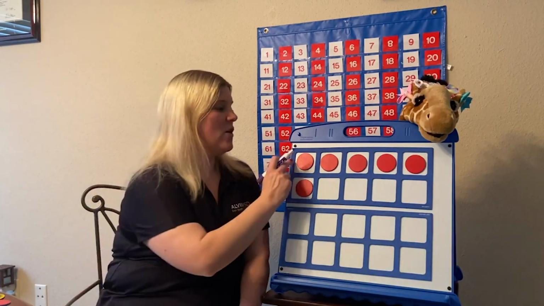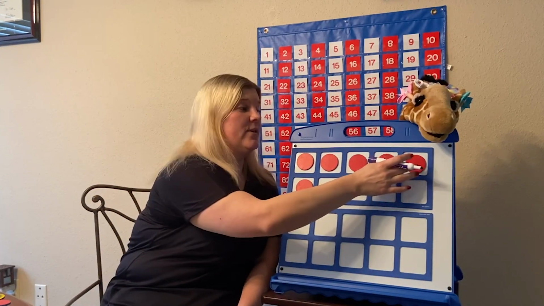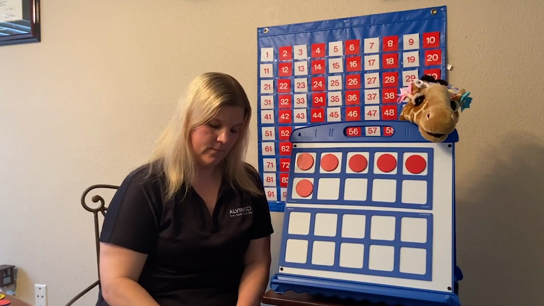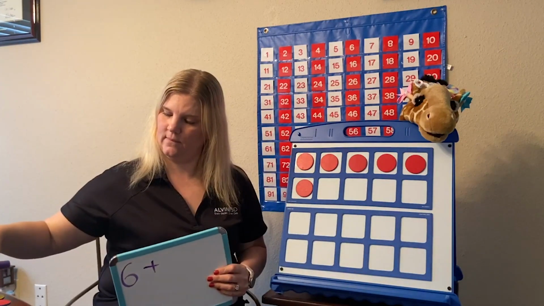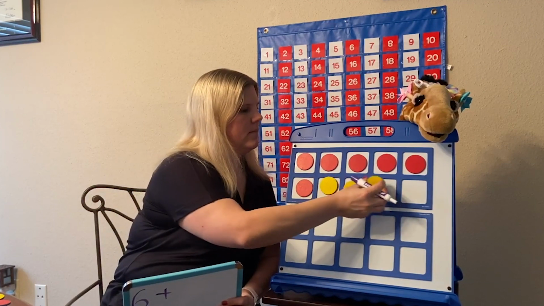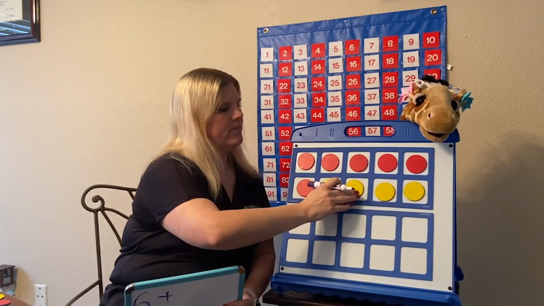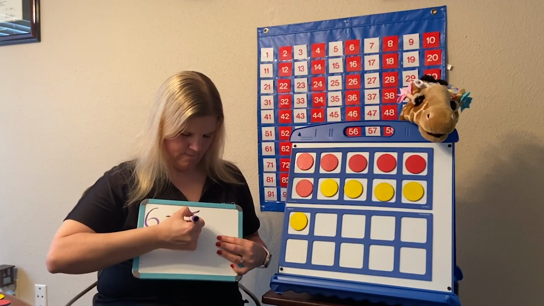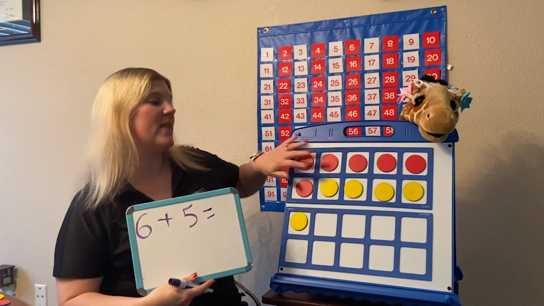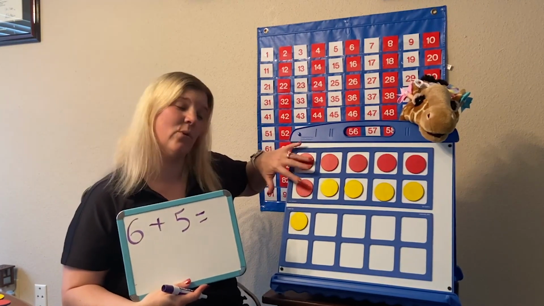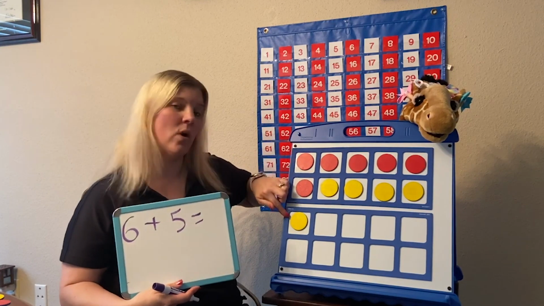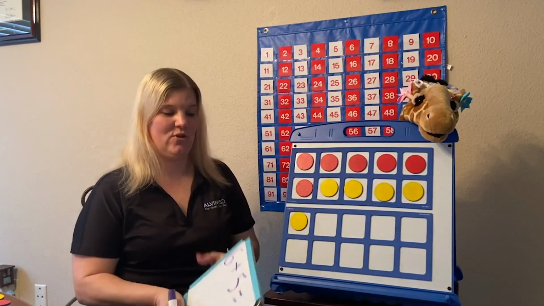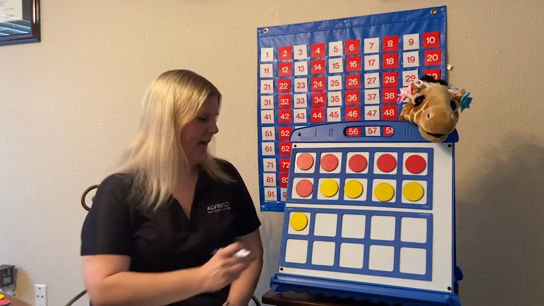Okay, how many red counters have I got? We know that if half of the 10 frame is full, it makes 5, so it's 5 and 1 more, which is 6. So 6 plus, or add, 6 plus 5 equals. We know when the 10 frame is full, it doesn't matter what colour's in there, if it's full, it makes 10. So 10 and 1 more makes how many? 11. Good job. Okay.